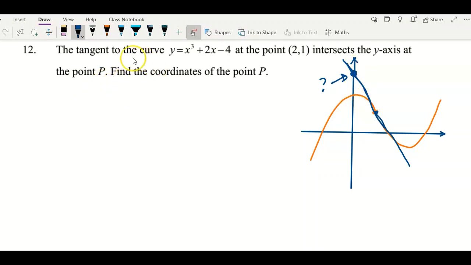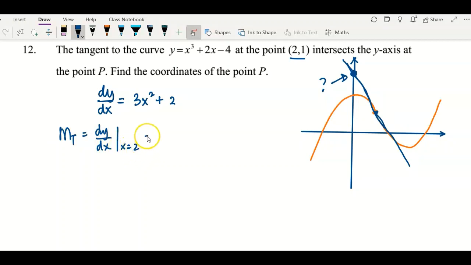To get the equation of the tangent, we need to get dy/dx first, because the equation of the tangent is a straight line. We need the gradient and one point which the tangent passes through. The point is already given over here, so what we need to find is just the gradient of the tangent. That will be 3x squared plus 2. To get the gradient of the tangent at this specific point, I need to substitute x equals 2 inside.